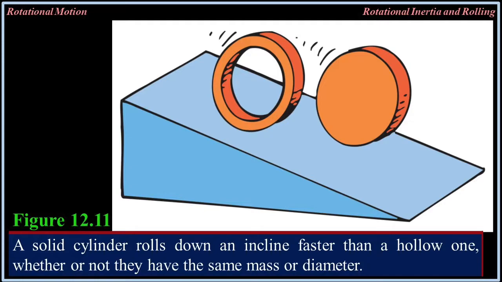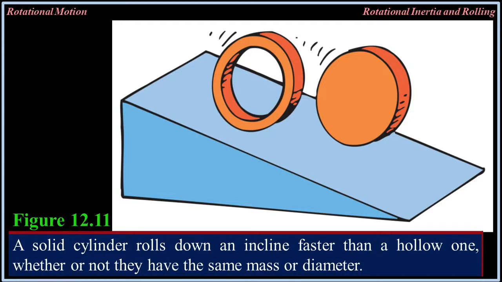12.3. Rotational inertia and rolling. In Figure 12.11, which will roll down the incline with greatest acceleration, the hollow cylinder or the solid cylinder with the same mass and radius? The answer is the cylinder with the smaller rotational inertia. Why? Because the cylinder with the greater rotational inertia requires more time to get rolling. Remember that inertia of any kind is a measure of laziness.